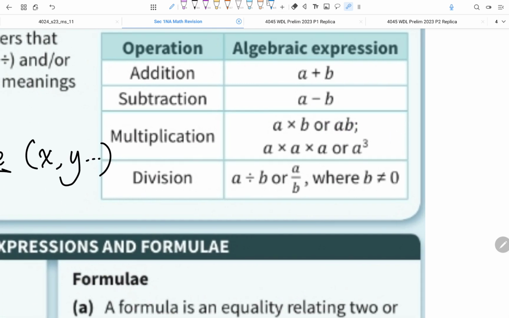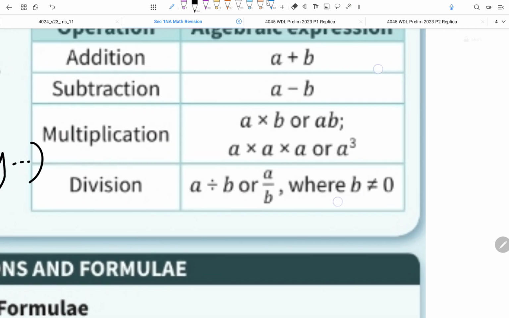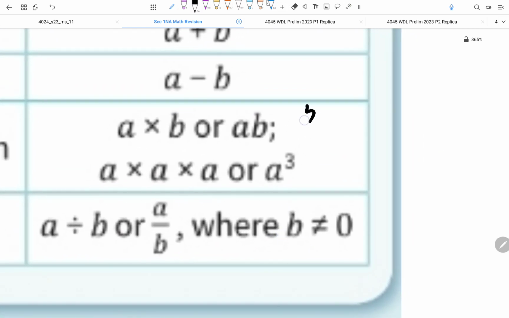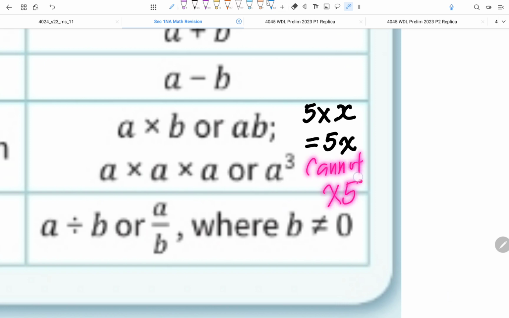Now on top of that, if you encounter things like a number and algebra, let's say 5 times x for instance, you must write it as 5 in front, x at the back. You cannot, I repeat, you cannot write it as x5. It doesn't mean anything. So this is a wrong writing. The 5 must be in front. Okay, I hope that is clear. Even if the question was x times 5, you still have to write 5x. Okay, the number 5 must be in front.